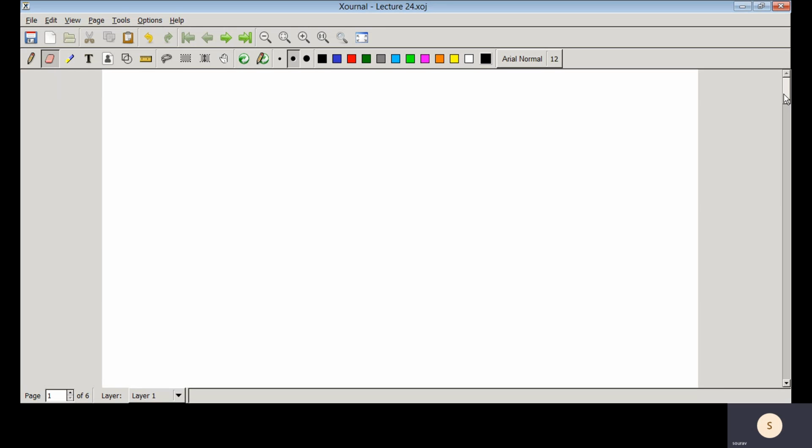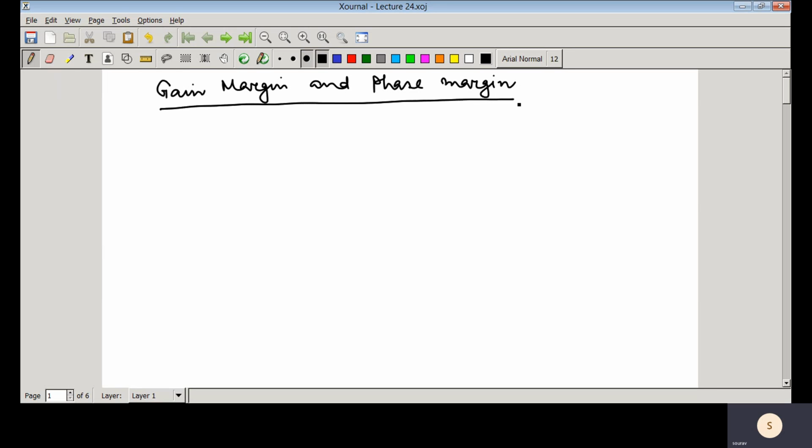So today we will be discussing what is gain margin and what is phase margin. So first let us start with what gain margin and phase margin are. The gain margin and phase margin give us a quantitative measure of stability. That means if a system is stable, then how stable it is can be obtained from the gain margin and phase margin.